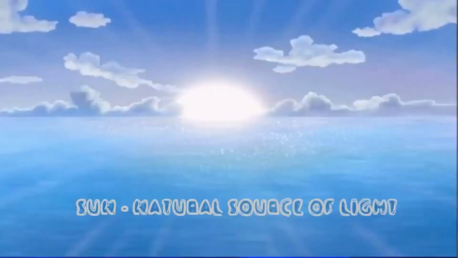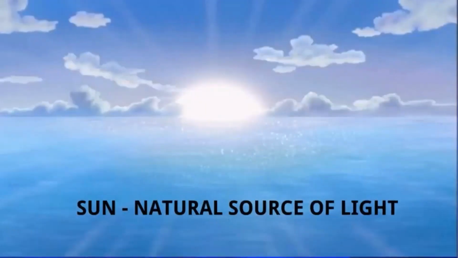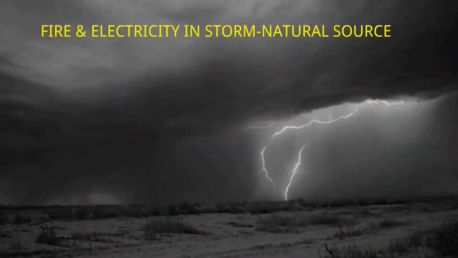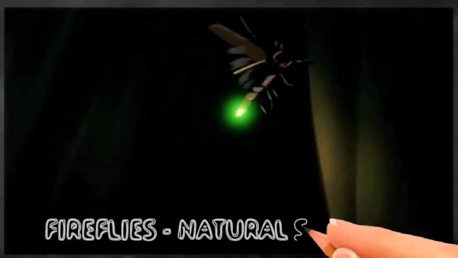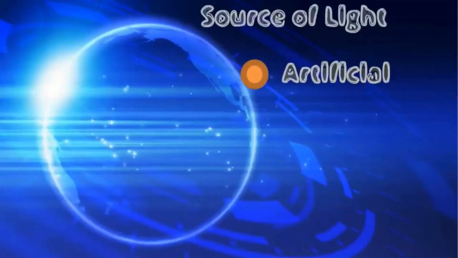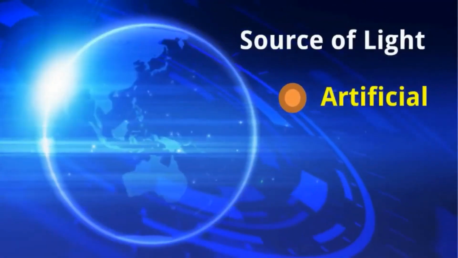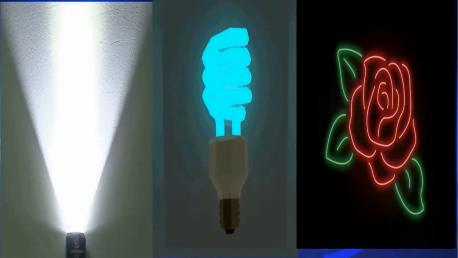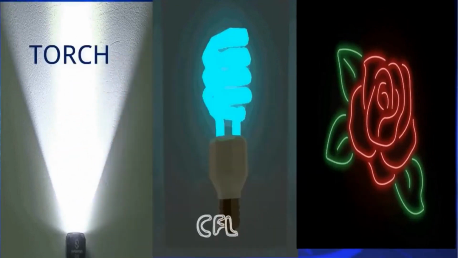Now natural light. Natural light means light which is natural, which is not made by human beings. Like the sun, it's natural light. Fire and electricity in a storm are also natural light. Human beings cannot produce this light. Light in fireflies is also natural light. And artificial light: there are so many varieties of artificial light available in the world, like torch, CFL, neon.